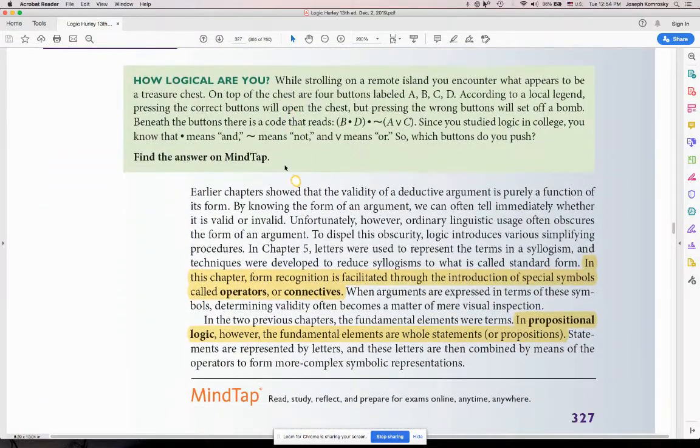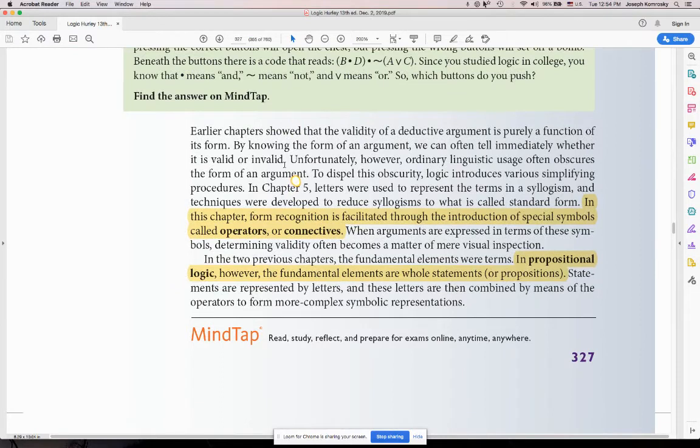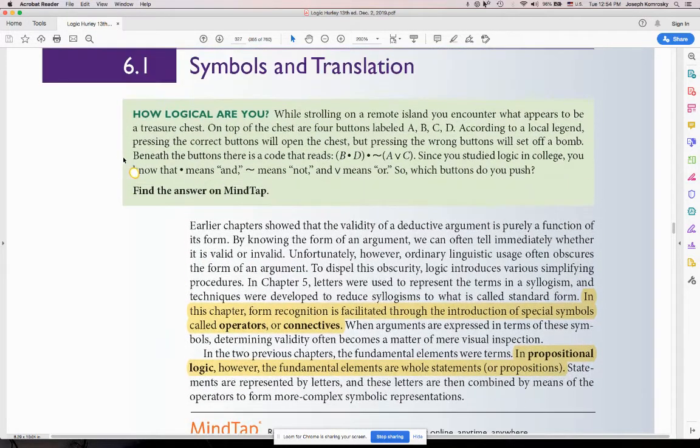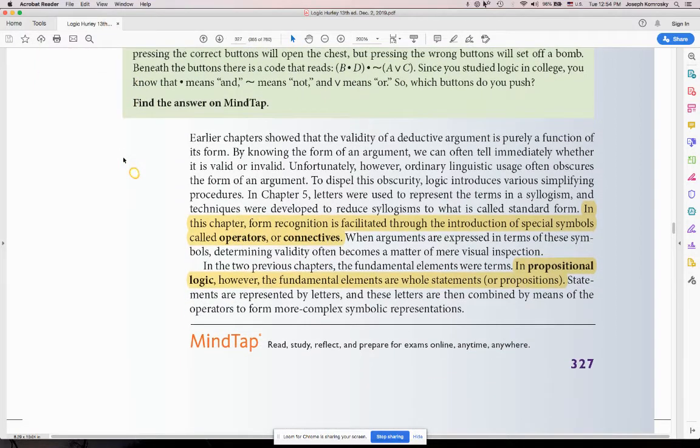And again, I don't cover every single bit of the reading. You can do that because I always expect you to read this either before or after listening to this video, because Hurley gives you a lot more detail than even I do. But I will read. So in this chapter, form recognition is facilitated through the introduction of special symbols called operators or connectives. We're going to learn about it. There are 5 of them in this section, okay? 5 operators.